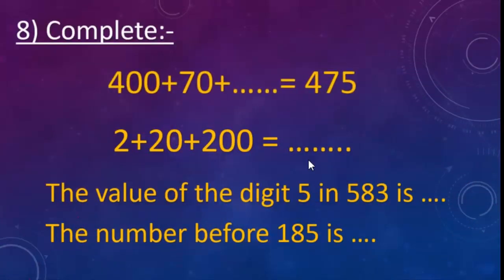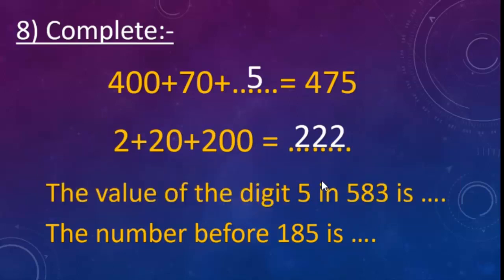Now complete. 400 plus 70 plus unknown number equals 475. 400, 400, 70, 70. So, well done. 5. 400 plus 70 plus 5 equals 475. This is expanded form, but that is standard form. Now we have an expanded form 2 plus 20 plus 200. Can you write it in the standard form? Well done. 222.